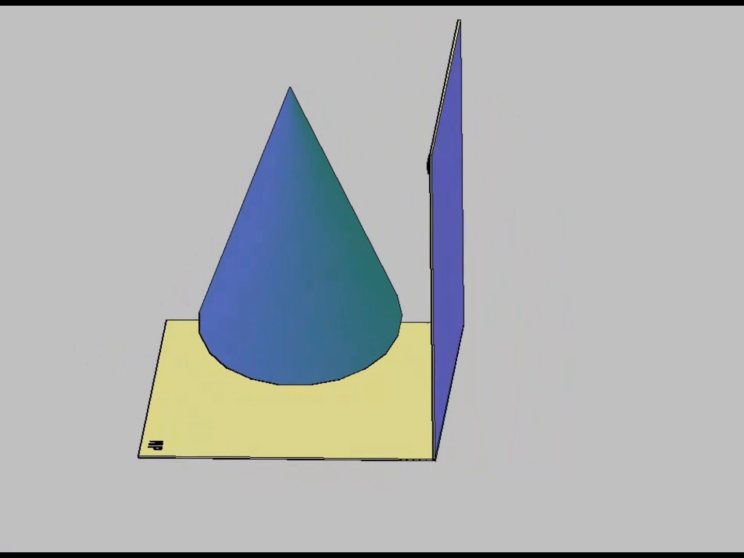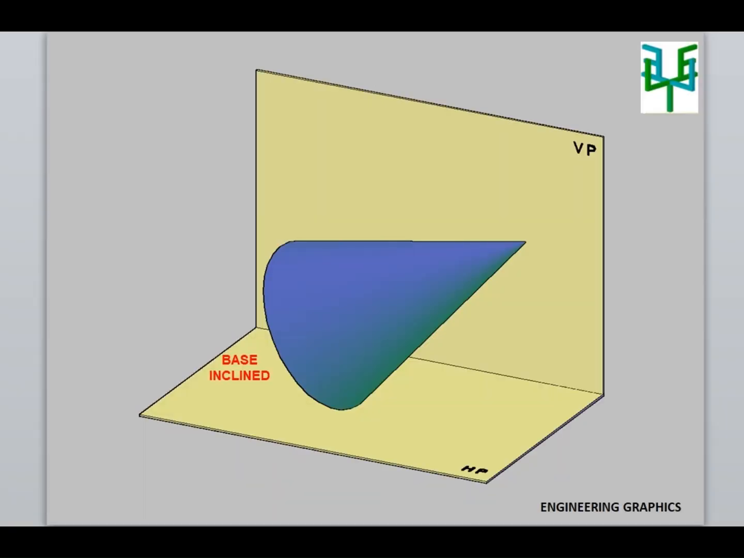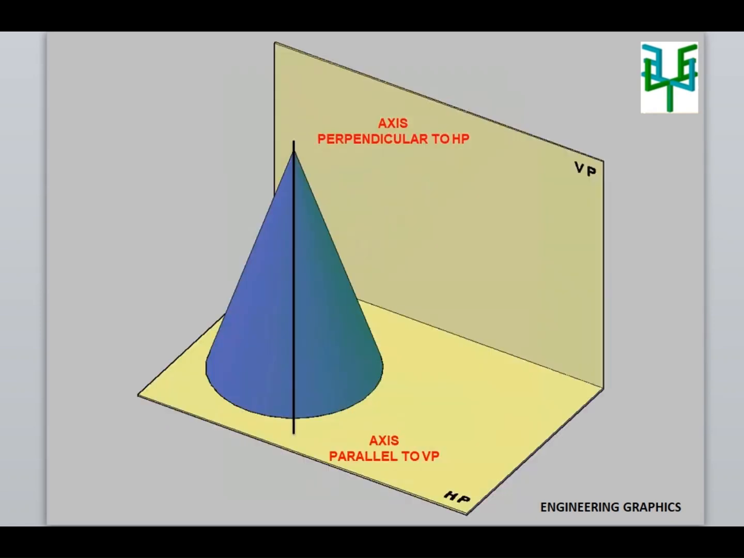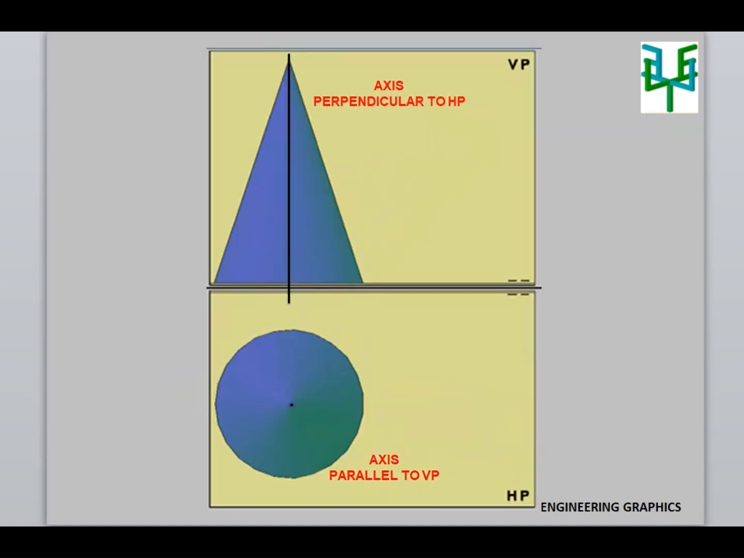In this problem, the base of the cone is inclined to HP, so the axis also will be inclined to HP and parallel to VP. So, the first stage of plan and elevation is to be drawn, by assuming that the axis of the cone is perpendicular to HP. Then the base shape of the cone, which is a circle, can be seen in the plan.